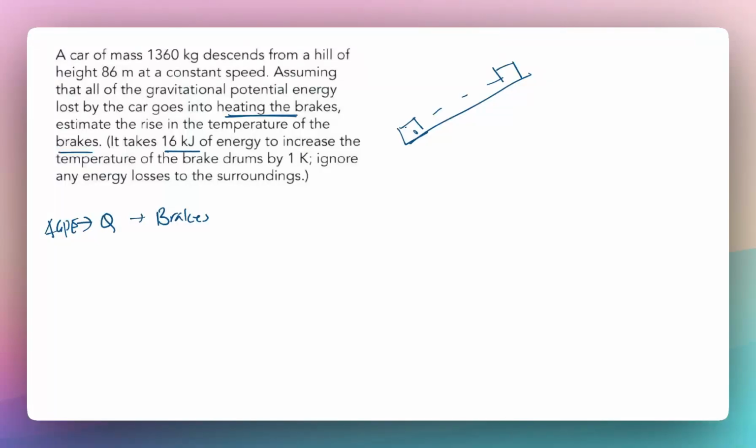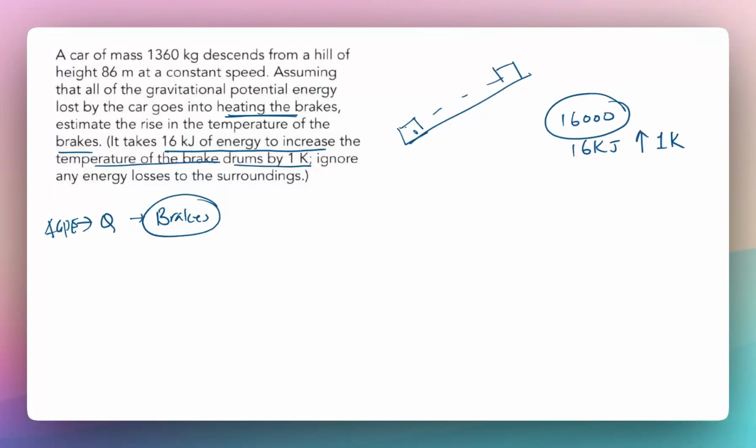It takes 16 kilojoules of energy to increase the temperature of the brake by 1 Kelvin, okay? So 16,000 joules, or 16 kilojoules, is required to increase the temperature by 1 Kelvin, right? So first find out how much energy the brakes will receive, and we are going to simply divide that by 16,000 joules to find the rise in the temperature of the brakes, okay?